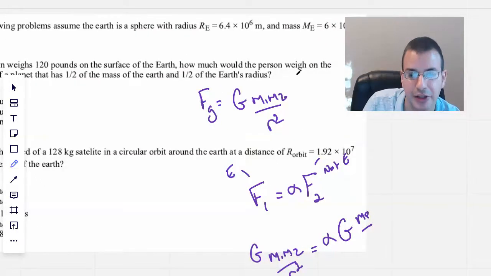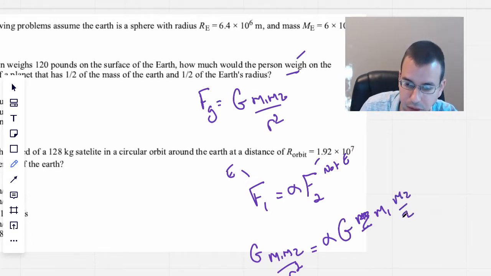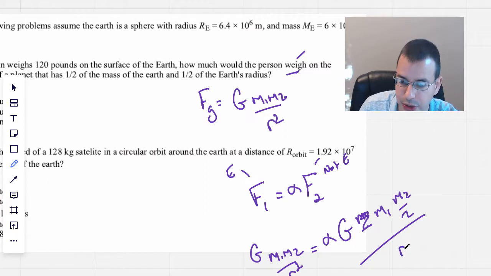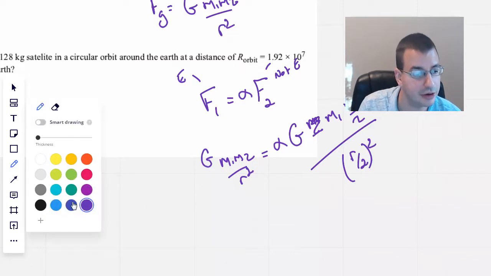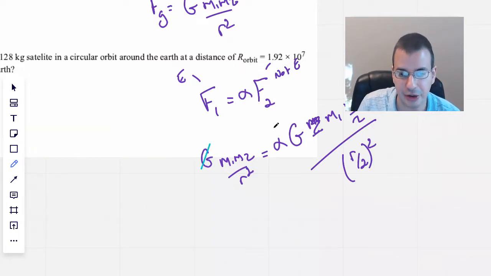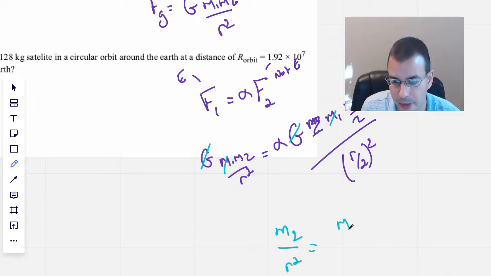Maybe. How much would the person weigh? Okay, so weigh, this is asking for the force. So the mass of the person stays the same. So M1, which is I'm going to call the person, will be the same. Mass 2 will be Earth, but that'll be 1/2 now. And then the radius will be also halved, but we have to square that 1/2. I know, it's so sideways. Okay, so we cancel out the gravities, cancel out the masses. And so we have mass 2 over r squared equals mass over 2.